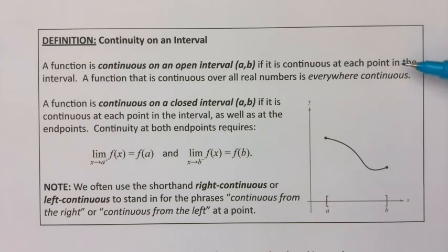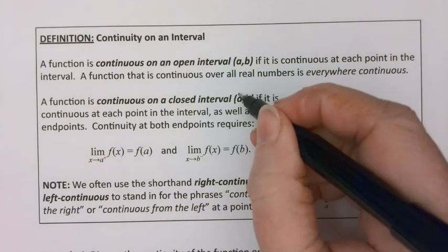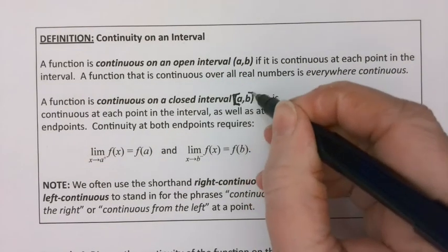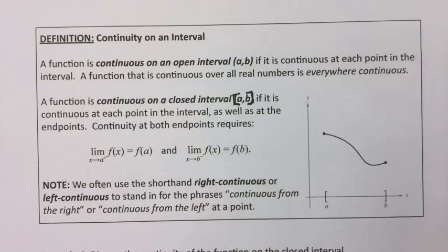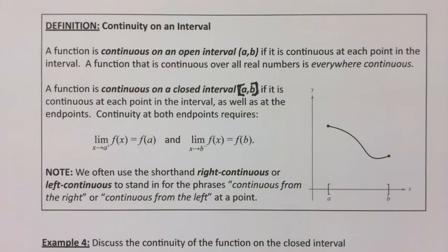It's inside the interval. A function is continuous on a closed interval, and this is a typo. It should be a bracket there because closed intervals are brackets, right? So that would mean that you have dots on the ends of your graphs like this, if it is continuous at each point in the interval as well as the endpoints. Now, to be continuous on the endpoints means that you have to be able to approach either end, and the limit as x goes to b, for example, from the negative side is equal to f of b.